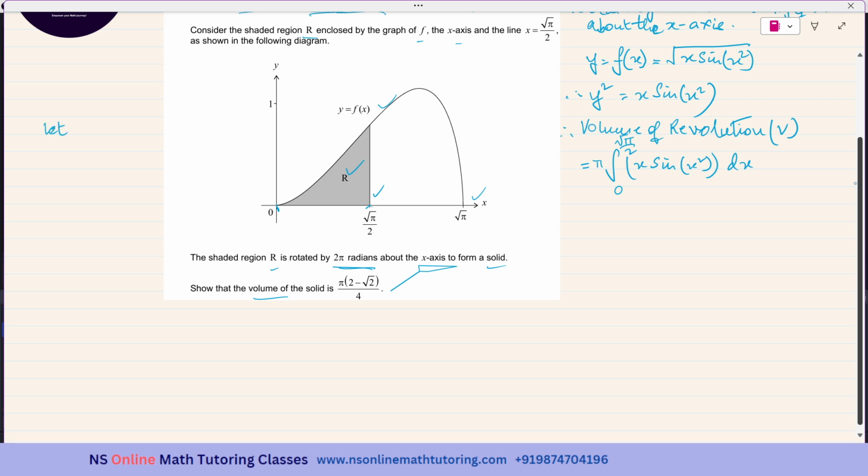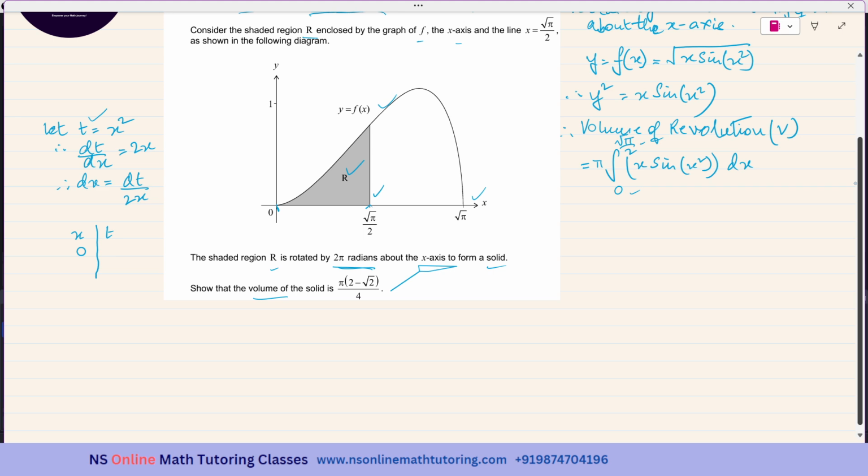Let t is equal to x square. So therefore dt over dx is equal to 2x, and therefore dx is equal to dt over 2x. Okay. And since I am substituting t in place of x square, I have to change the limits of integration as well. So, x and t.